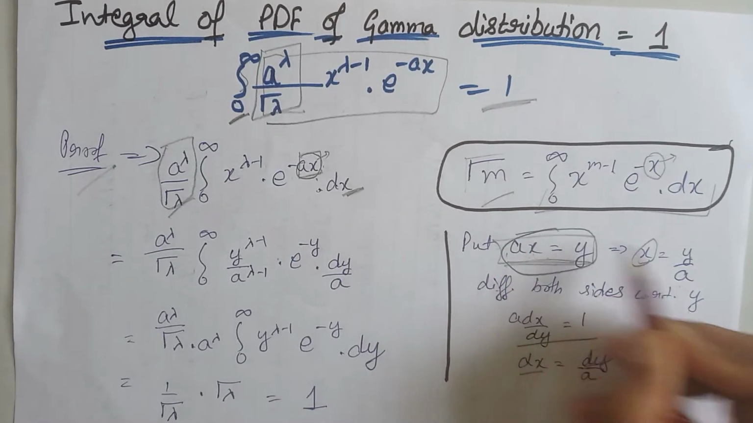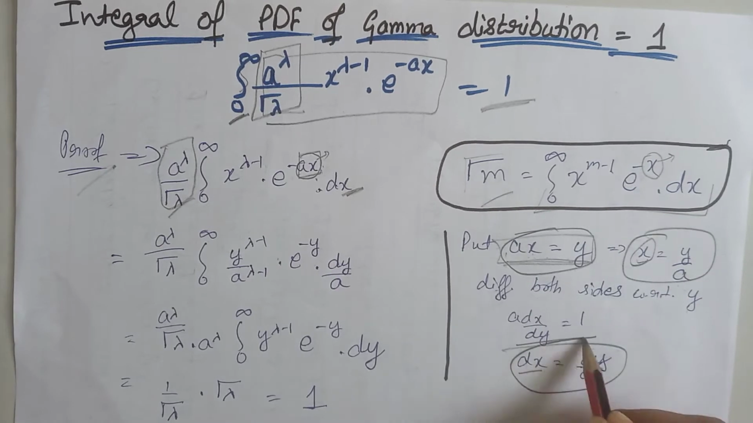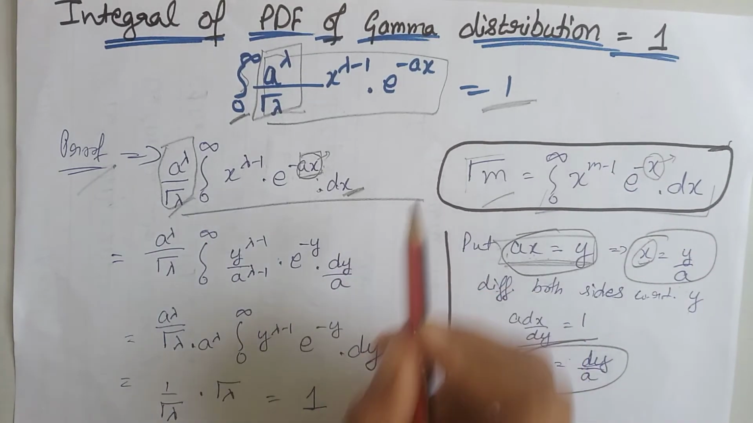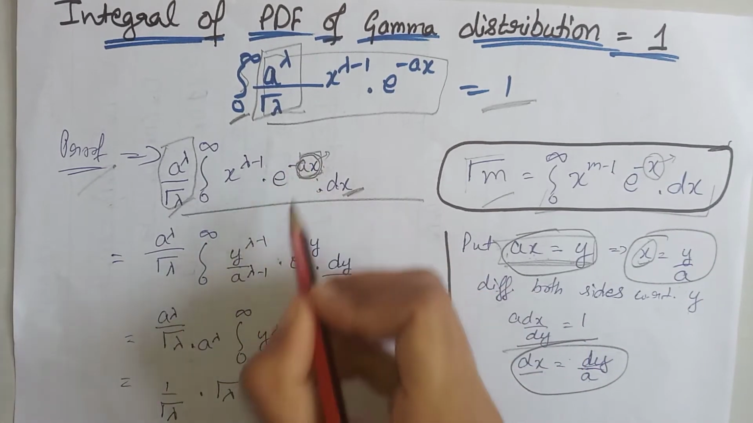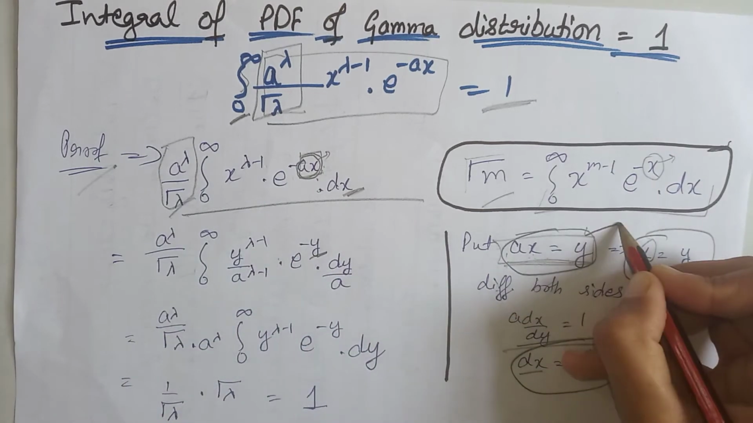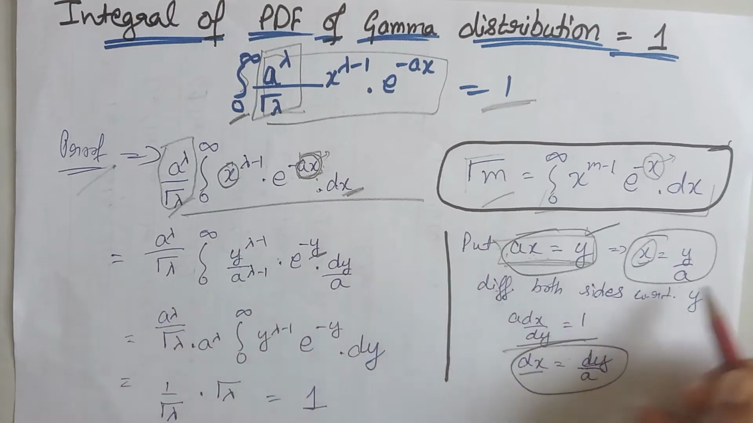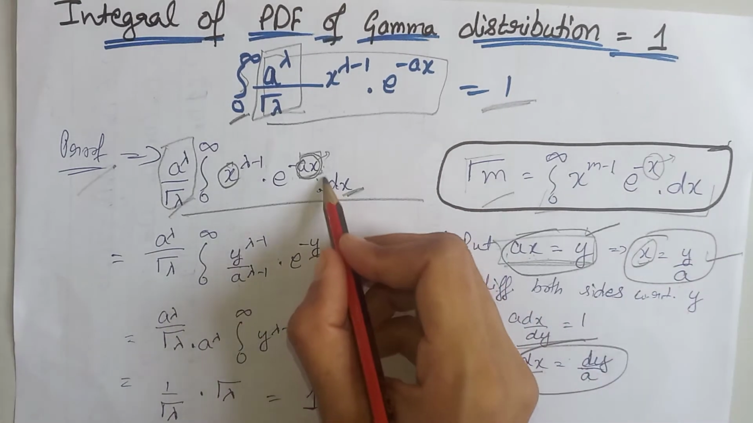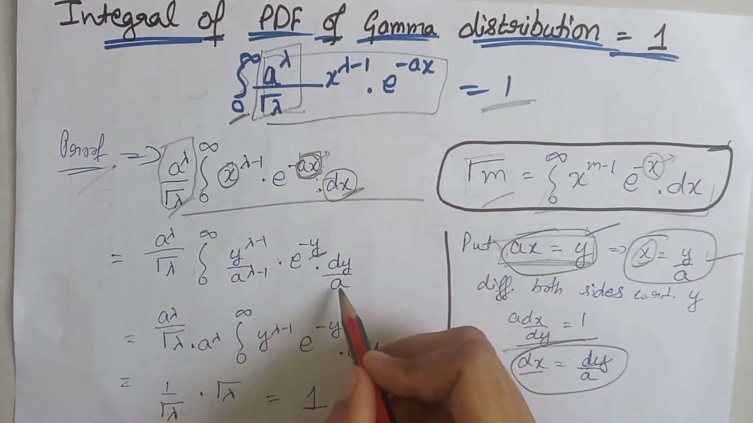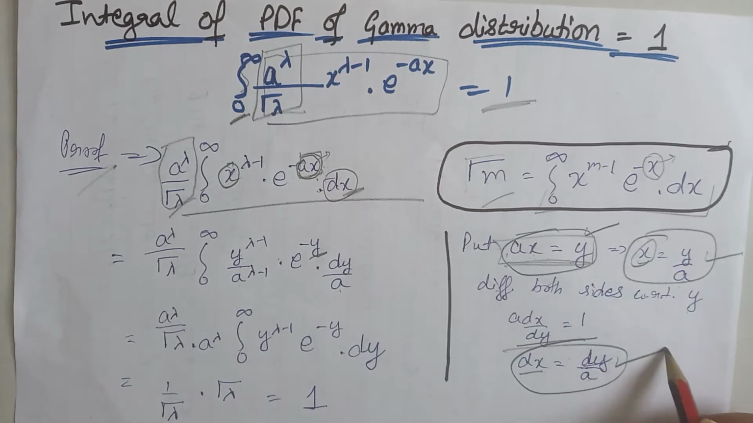So we will now use these three equations in this whole integral. That is, in place of ax we will write only y because of this equation, and in place of x we will write y divided by a because of this equation, and in place of dx we write dy divided by a because of this equation.